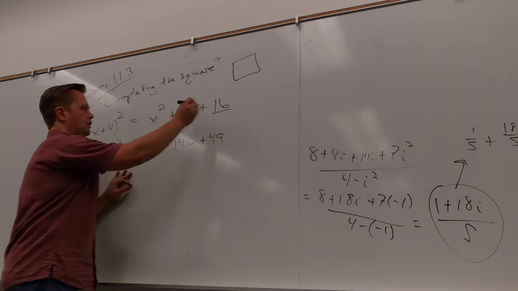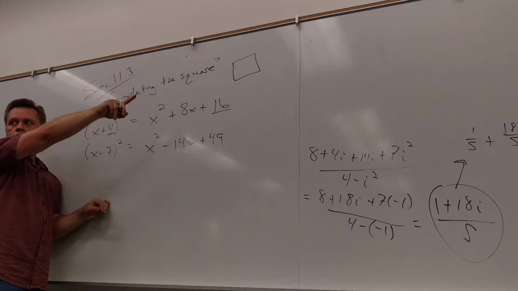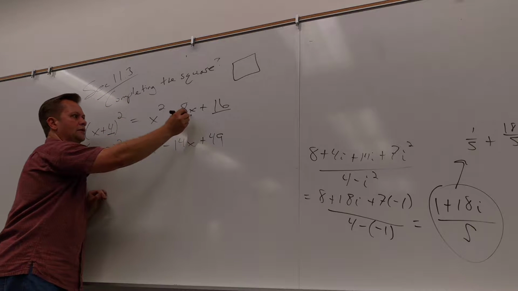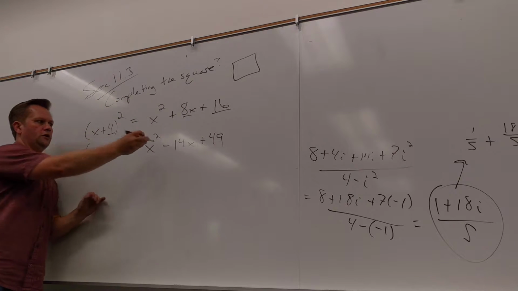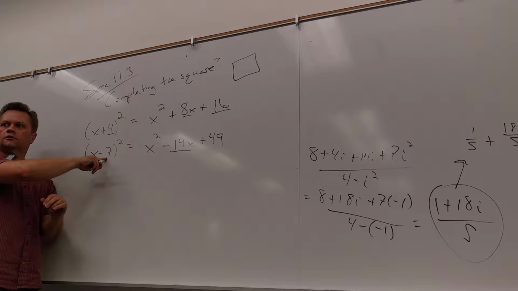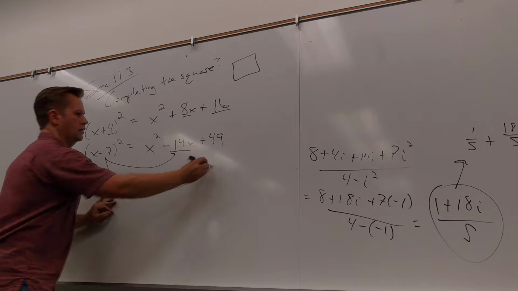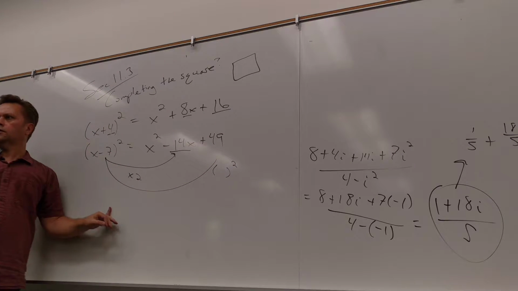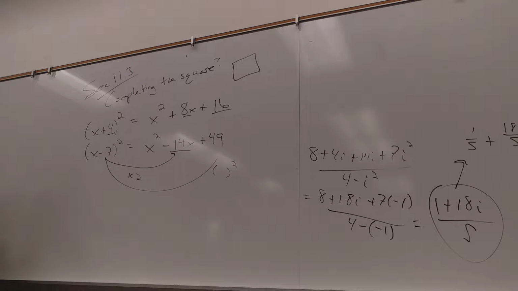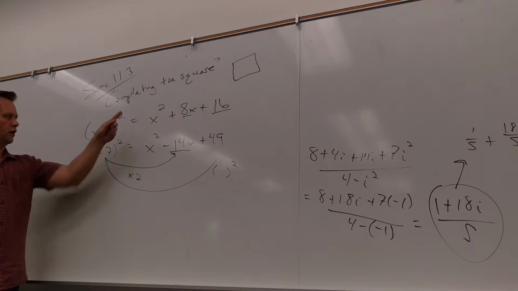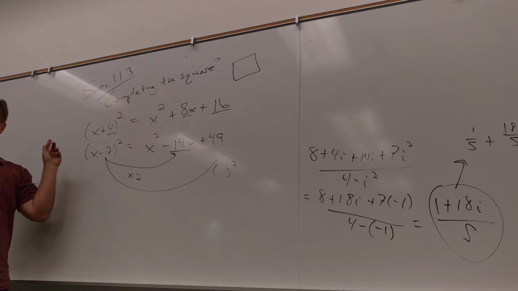Isn't 16 this number squared? Isn't 8 twice this number, right? Negative 14 is twice this number. 49 is that number squared. It's always going to be that way. Of course it is, because that's how I got the middle term, 4x, negative 7x, negative 7x.